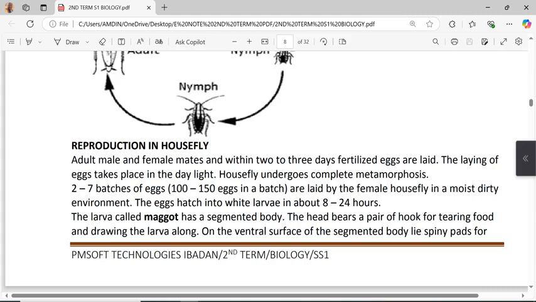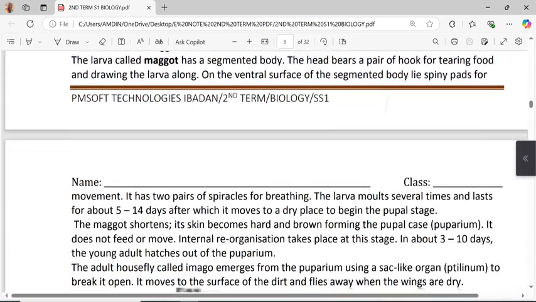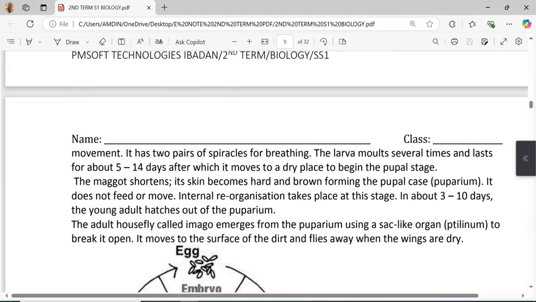The larva, called a maggot, has a segmented body. The head bears a pair of hooks for tearing food and drawing the larva along. On the ventral surface of the segmented body lie spiny pads for movement. It has two pairs of spiracles for breathing. The larva molts several times and lasts for about 5 to 14 days, after which it moves to a dry place to begin the pupa stage.